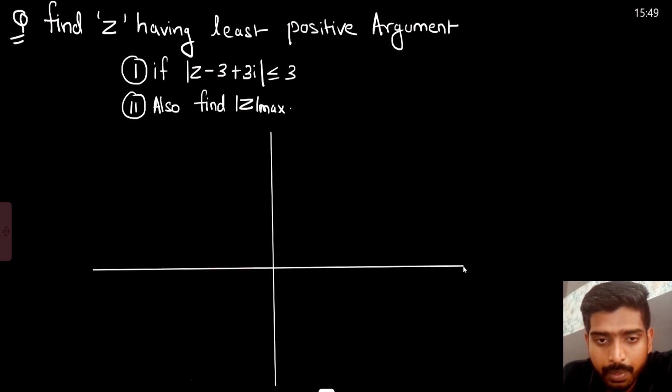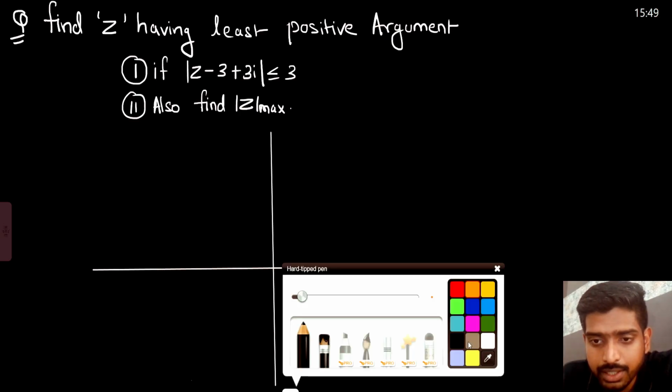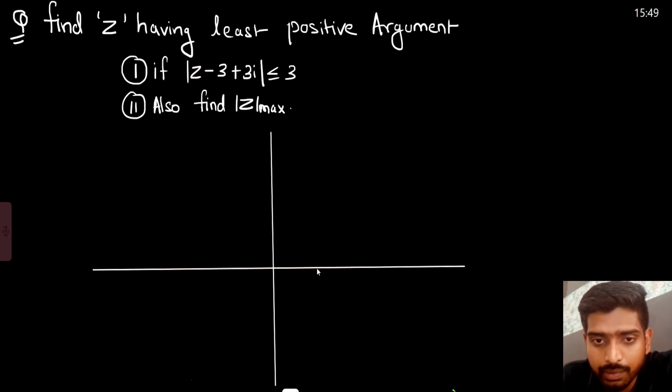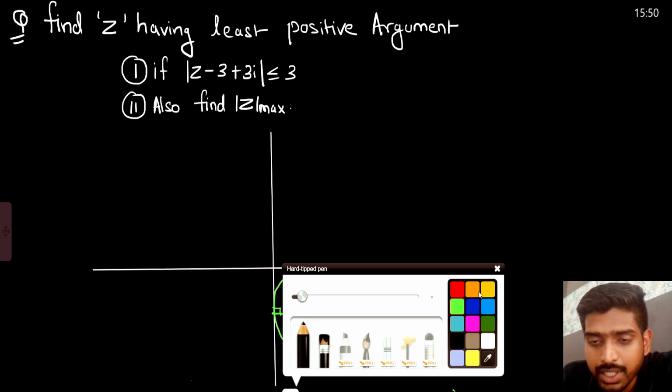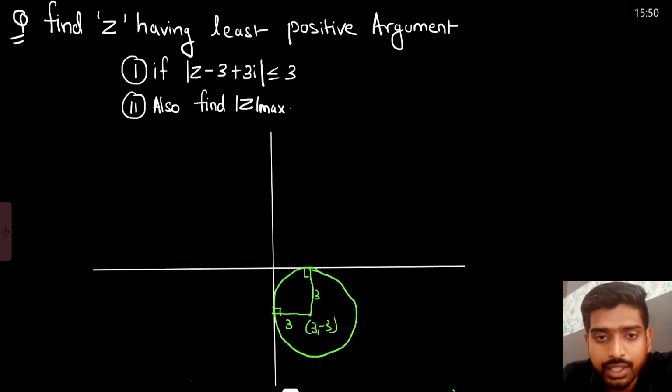So we'll draw it first. It will represent a circle with center 3 comma minus 3, which lies in the fourth quadrant, right? So here the center is 3 comma minus 3. Now next, smaller than equal to 3 means the radius is also 3 units. Got it? Now next, they're asking to find the least positive argument. The least positive argument means I have to give a complex number whose argument is between 0 to 360 degrees, 0 to 2 pi, right?